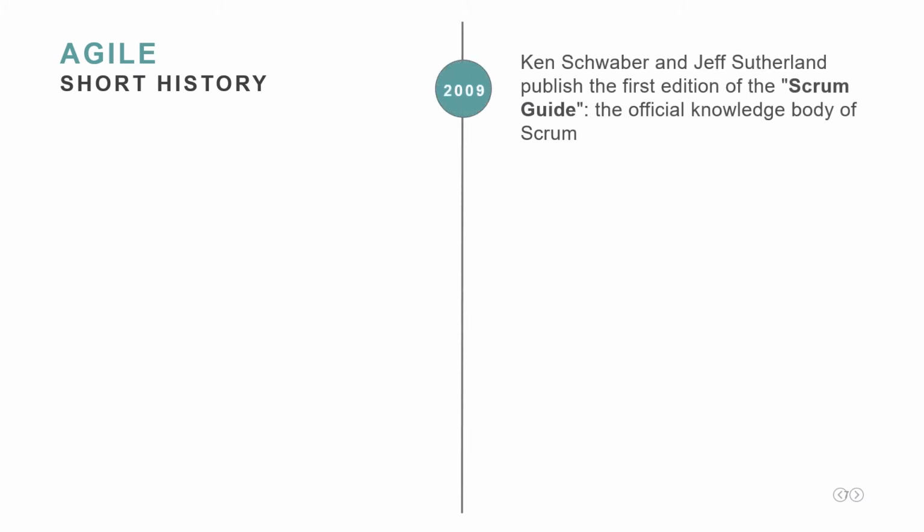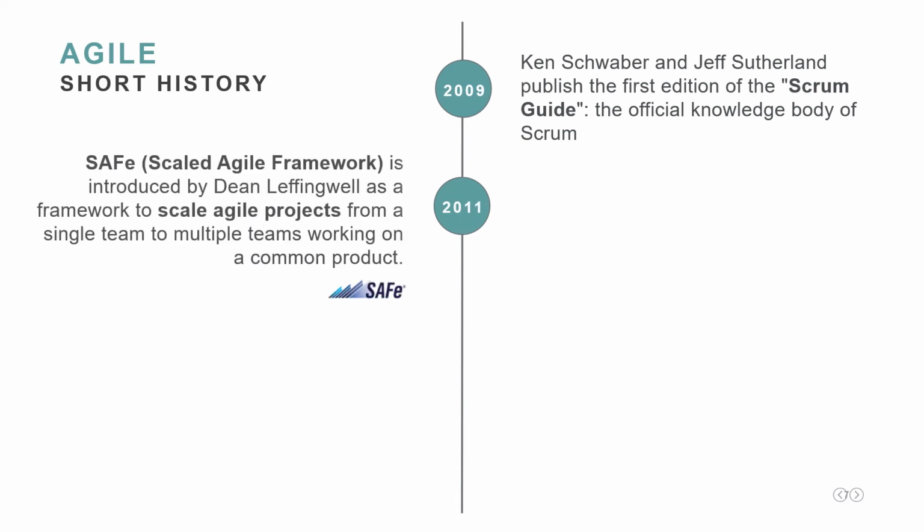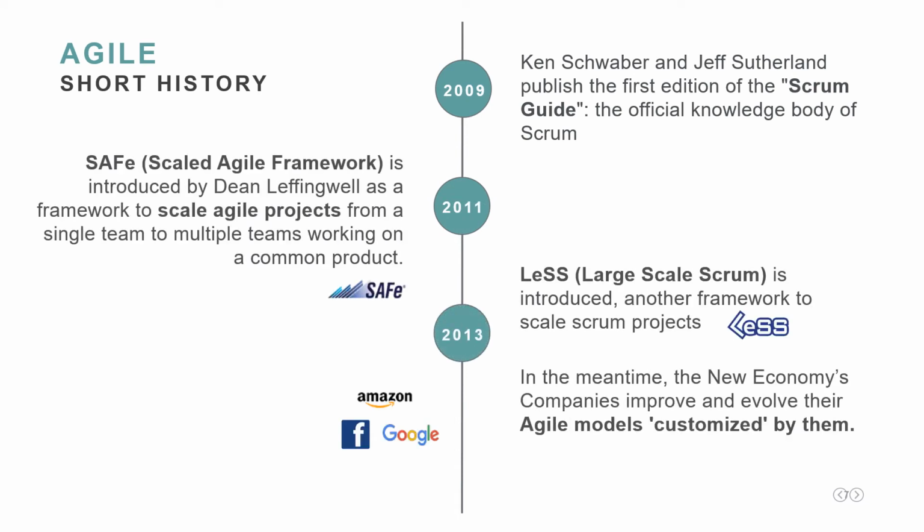In 2009, Ken Schwaber and Jeff Sutherland published the first edition of the Scrum Guide, the official body of knowledge of Scrum, which nowadays is in its 2017 edition. Then, in 2011, Dean Leffingwell introduced SAFe, the Scaled Agile Framework, which is a framework to scale Agile projects from a single team to multiple teams working on common products. In 2013, another framework was introduced to scale Scrum projects. Its name is LeSS, Large-Scale Scrum. In the meantime, companies in the new economies improved and evolved their Agile models, customized based on their context.